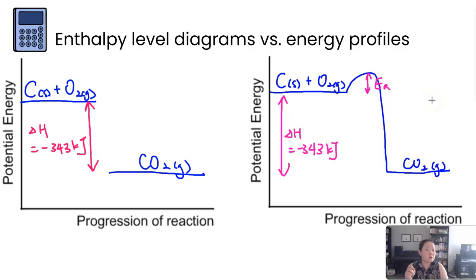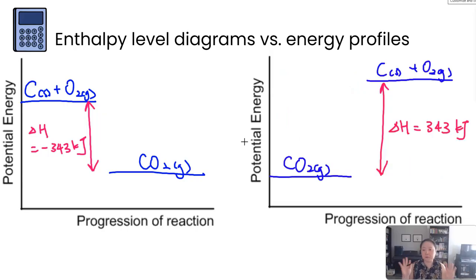I'm not going to talk too much about activation energy here because that is a topic that's more relevant to other learning outcomes, but every single reaction, whether it is exothermic or endothermic, has activation energy. Depending on how much it is, it's going to be bigger or smaller, but you're always going to see a bump that will go above whatever the highest energy between your reactants or products is. So, enthalpy level diagrams, no activation energy. Energy profiles, yes, activation energy.